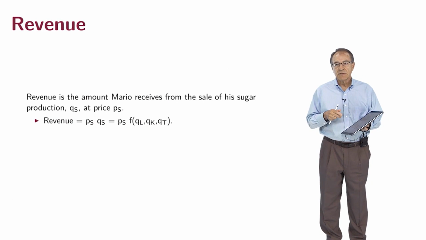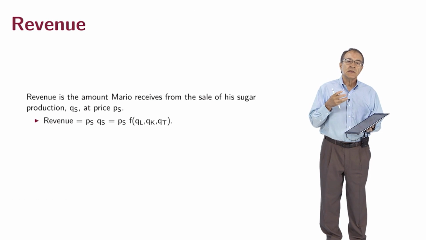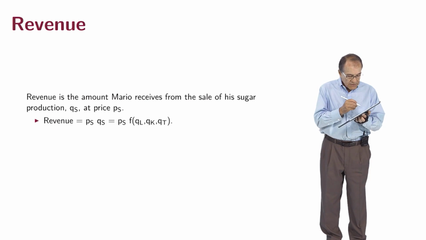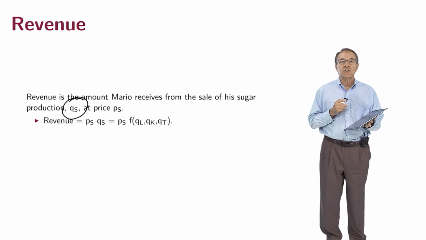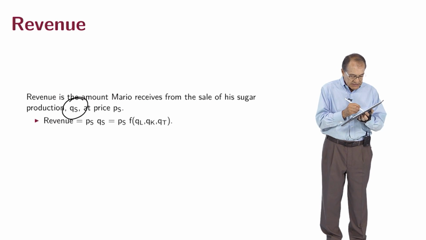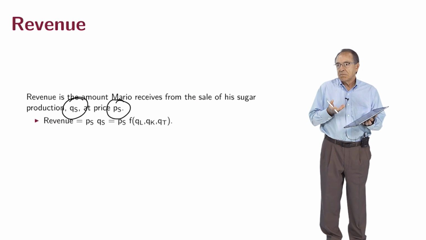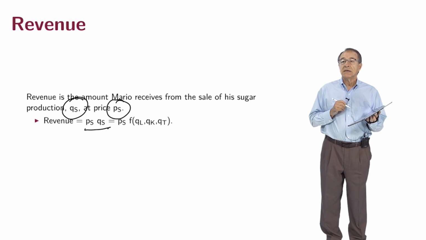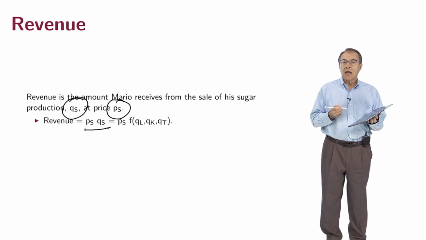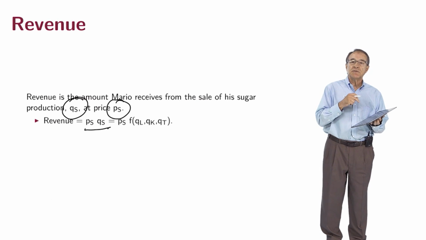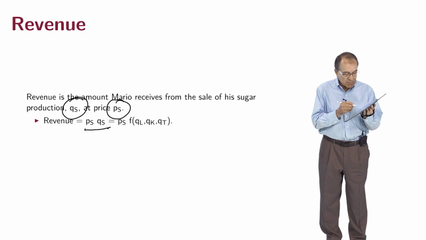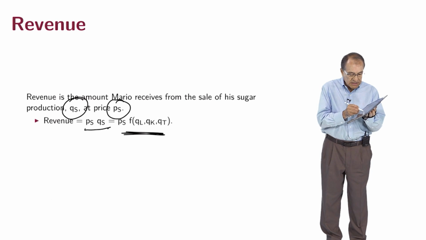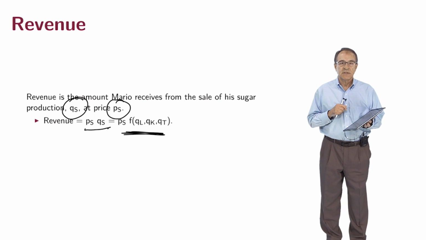Revenue is relatively simple, and revenue is the monetary receipts that Mario gains from the sale of his sugar. So if he produces a quantity Q_S of sugar and then sells it at a price per metric ton, say P_S, then the total revenue he receives from selling this quantity is P times Q. Now, I'm going to go ahead and substitute in the previous relationship, the production function, and write revenue like this. And you'll understand later why I've done that.